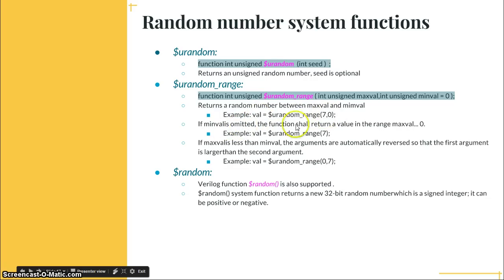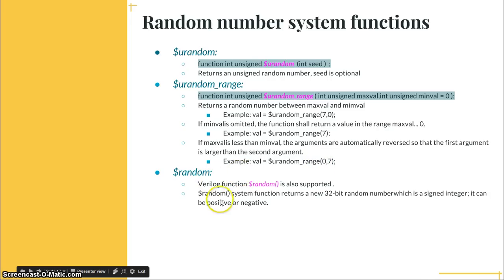The minval can be omitted, and by default it will be equal to 0. So if you are calling val = $urandom_range(7), again it's the same as this particular statement. And again, if the minval is greater than the maxval, the arguments will automatically reverse. Or you can even give val = $urandom_range(0, 7), so it will again return a random value between 0 and 7.